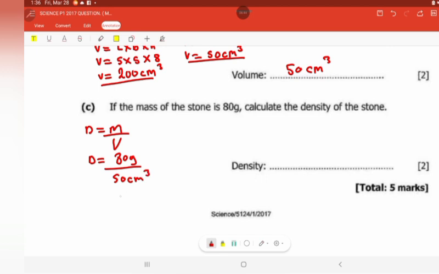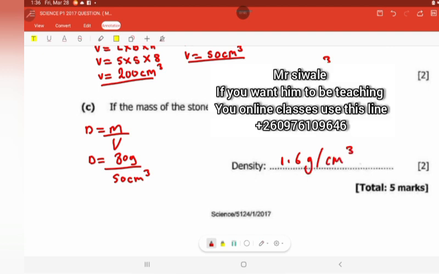So when you divide 80 by 50, our density is 1.60 gram per centimeter cubed as your final answer.